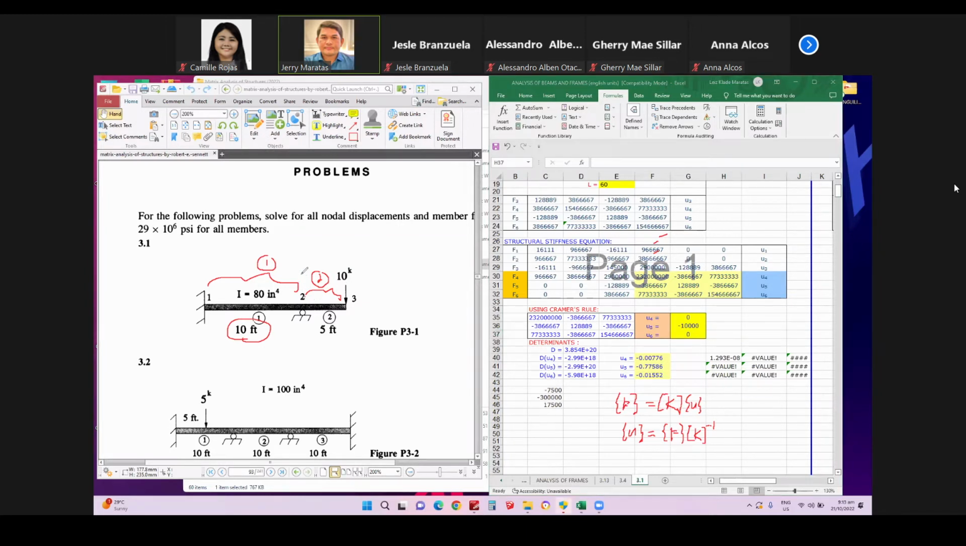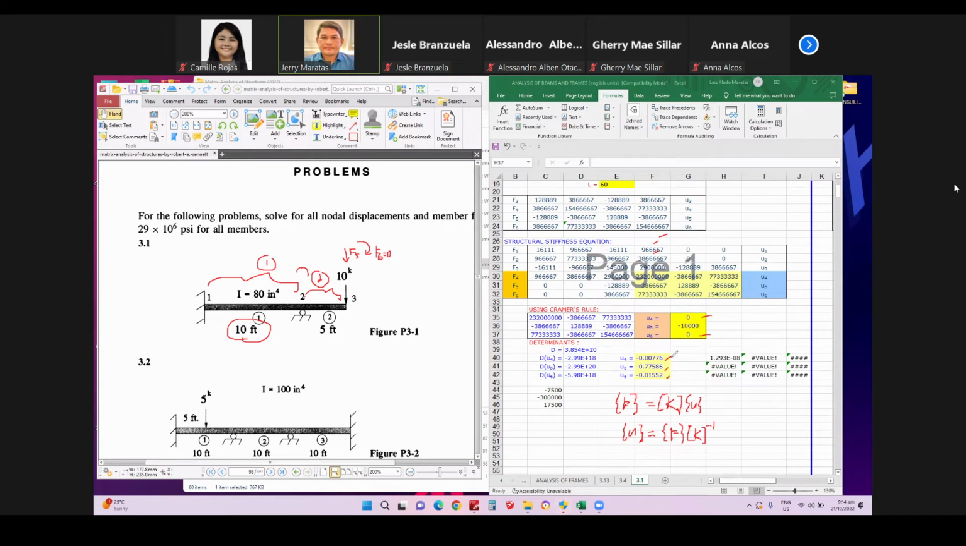So for F4, there is no force applied. F3 is 0, and there is no moment applied at F4. This one is 5 and 6. So F5 is negative 10. And F6 is 0, since there is no applied moment. That's why this is 0, and this one is also 0. You have to be consistent with the units, that's why it's negative 10,000. Negative because it is going downward.